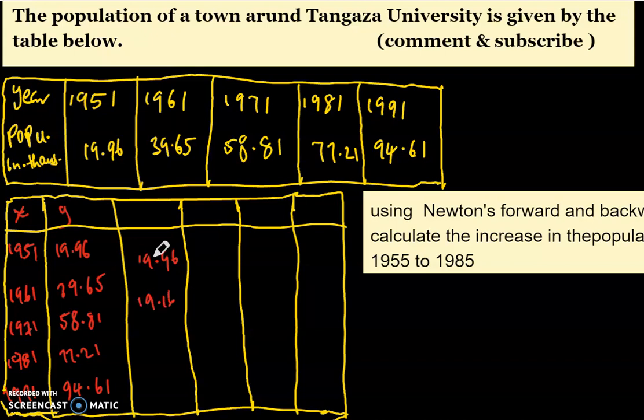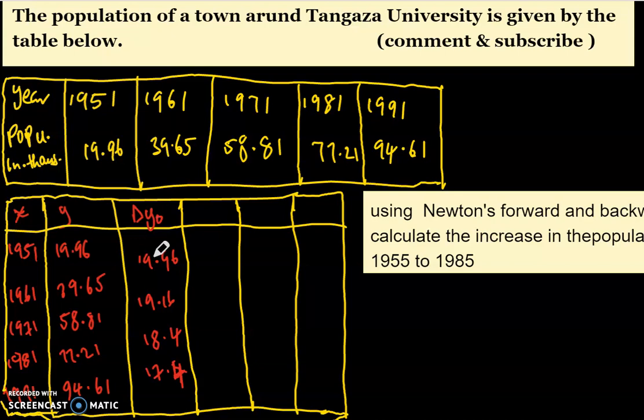If we take this difference, we will get 18.4. Let's take 19.61 minus this, we will get 17.4. Okay, and this is our first finite difference. So this is our first difference, so we write it as first difference.